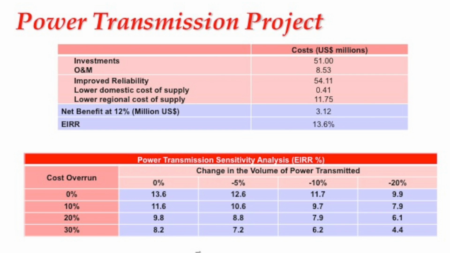In this particular case, we would say that this project remains robust up to a reduction of 10% in transmitted power and an increase of about 10% in cost, but not both. If you do both, then you fall significantly below 12%. Let's say the roads department is preparing an investment program for the next 5 years.